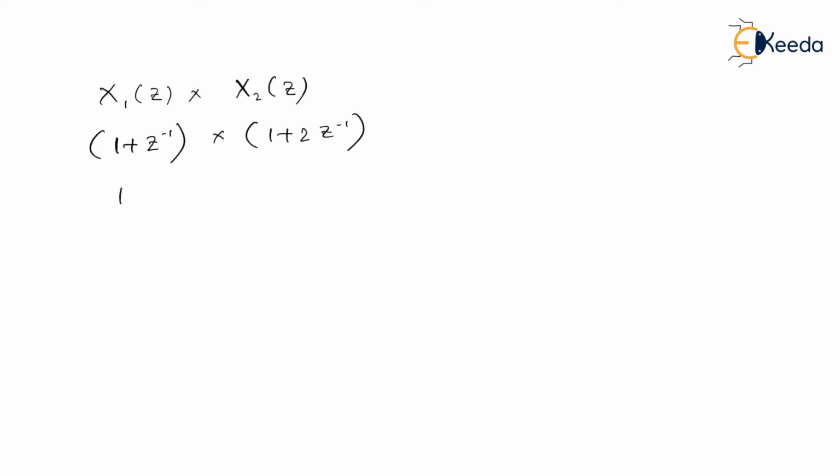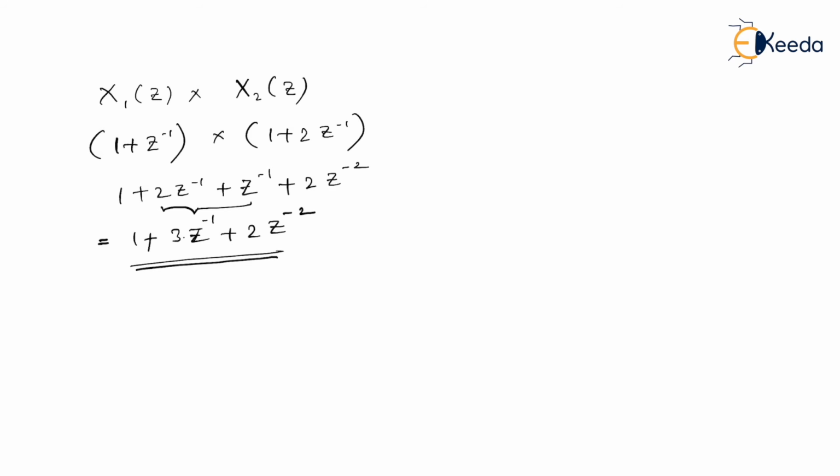So after multiplication, you will get 1 plus 2z inverse plus z inverse plus 2z to the power minus 2. And finally, I can write 1 plus, you can club these two, and then it will become 3 times z inverse plus 2 times z to the power minus 2. And referring to the options, it is option C.